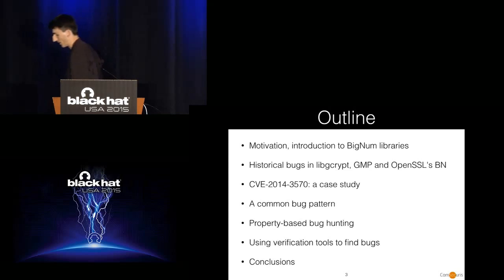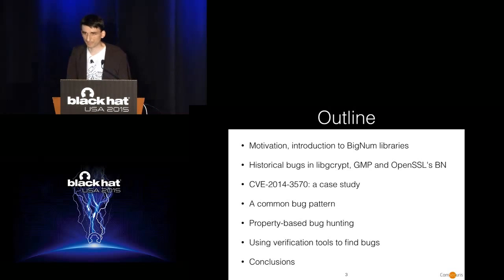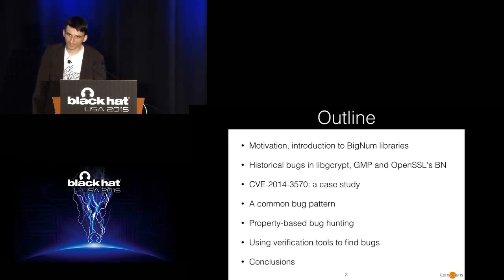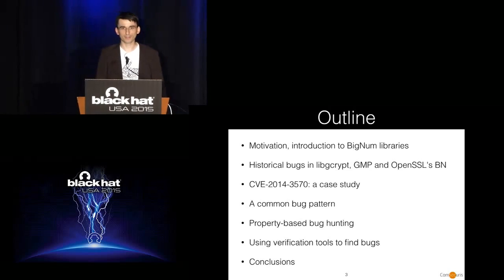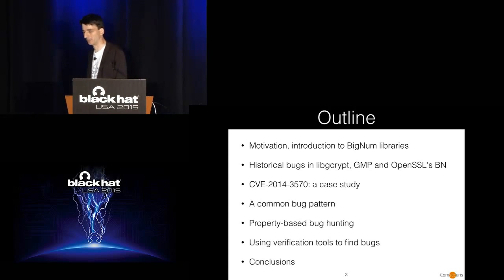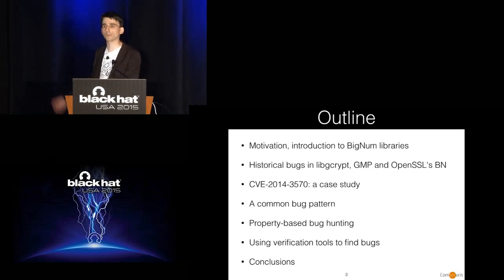So let me give you an outline of the talk. I'll start with a motivation, then I'll talk about historical bugs in libgcrypt, GMP, and OpenSSL's BN. In the abstract of the talk, I mentioned that I would talk about libtomcrypt or libtommath as well. I looked into that for a very long time. There's one known bug in the last 10 years, and I haven't been able to find any other bugs in there that are exploitable, so I have dropped that from here, and instead replaced this with libgcrypt, which was not in the abstract, but which is also widely used.